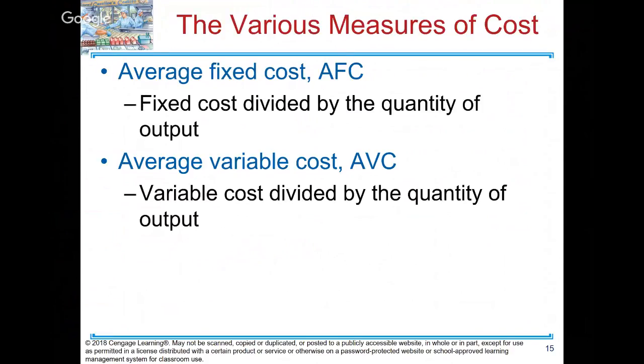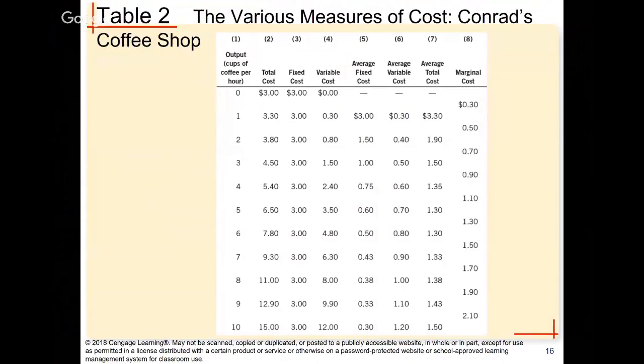And then we have average fixed cost and average variable cost. For average, just use each cost divided by quantity. That will give you the average fixed cost or average variable cost. So you're going to see something like this on your quiz and on your test too. I'll give you a table and ask you to find each one.